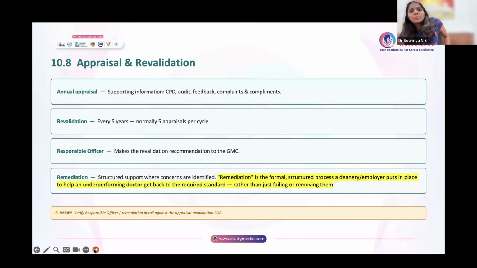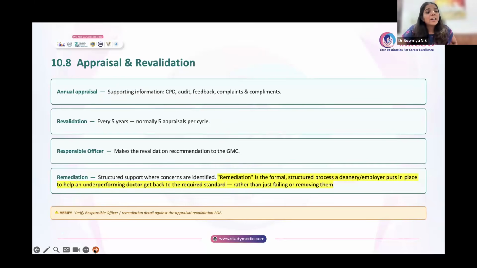This all happened because of a lot of medical errors which happened before in the NHS. That's the reason the GMC is very particular. And the responsible officer is somebody who makes the revalidation recommendation to the GMC that this person's license could be renewed.